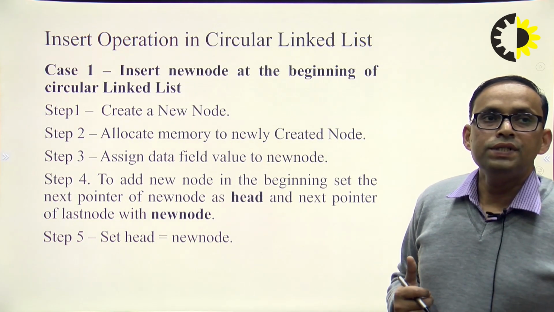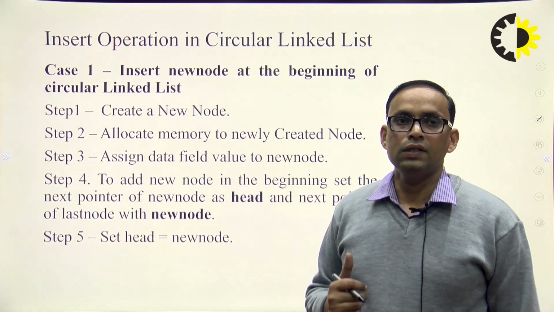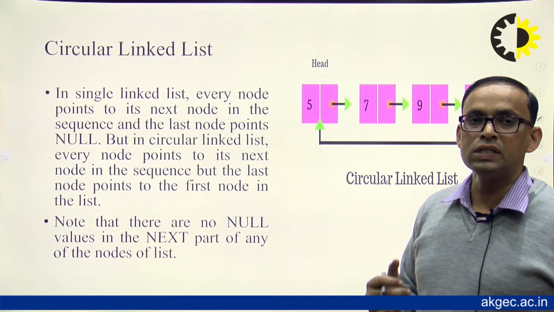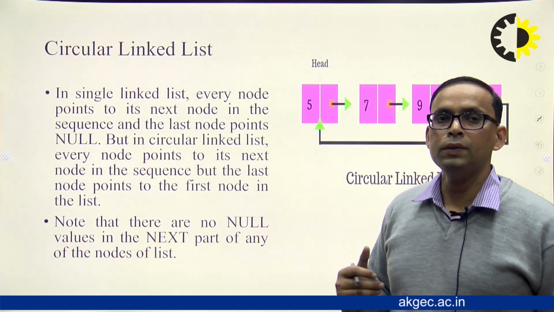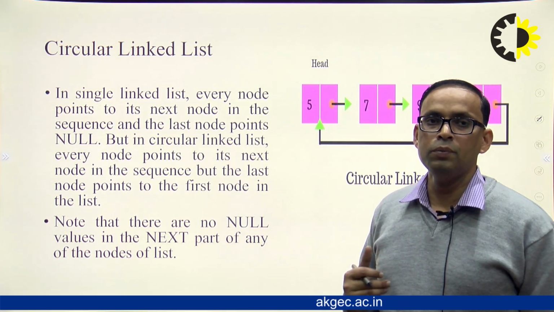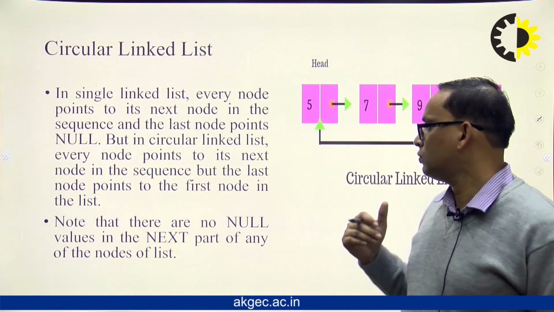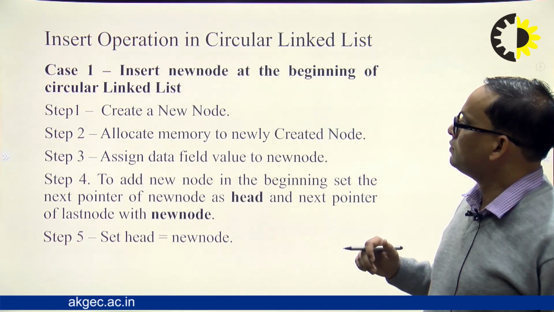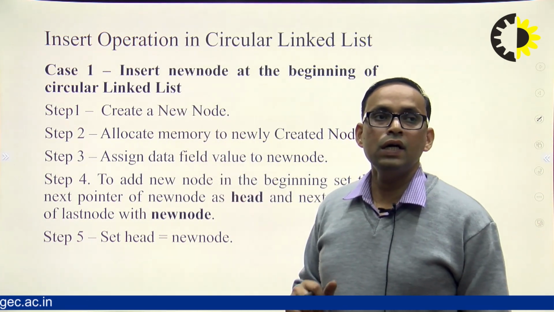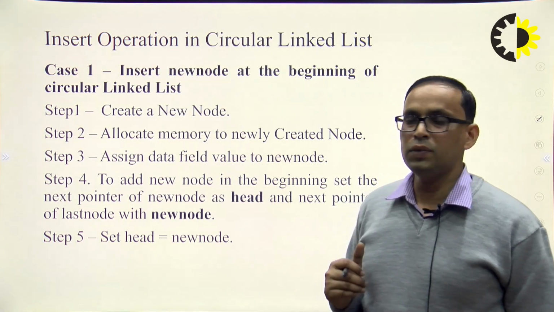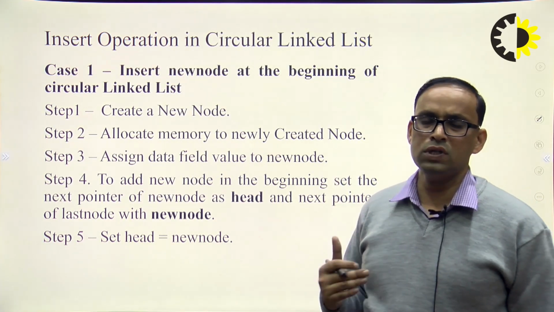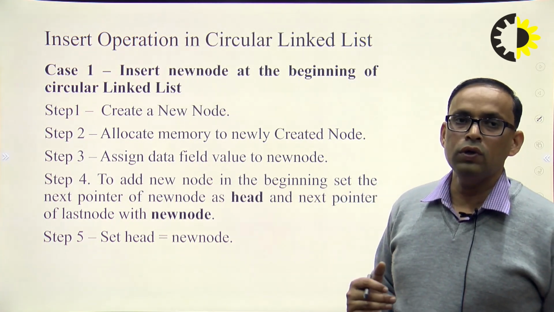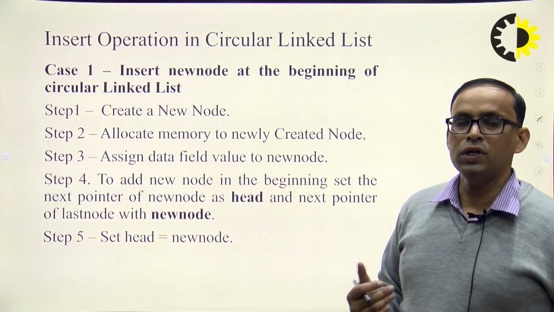First, we will see the insertion operation in circular linked list. It means if this is a circular linked list and now we have to insert a new node, then what may be the possible cases of insertion and the different scenarios to insert a new node in the existing circular linked list? So first, case 1 is the insertion of a new node at the beginning of the circular linked list. Suppose a circular linked list is given and now we have to create a new node and insert that node at the beginning of the circular linked list.